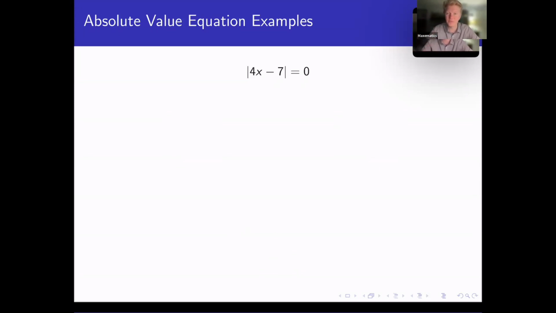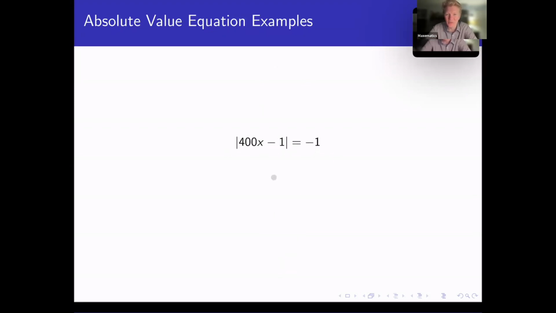Same thing, absolute value of 4x minus 7 equals 0. Well, all we need to know is when the inside is 0, we're going to add 7. We're going to divide by 4. And I think this is pretty okay. I know I'm moving kind of fast, but I don't think any of the steps here are really screwing with anybody's mind.